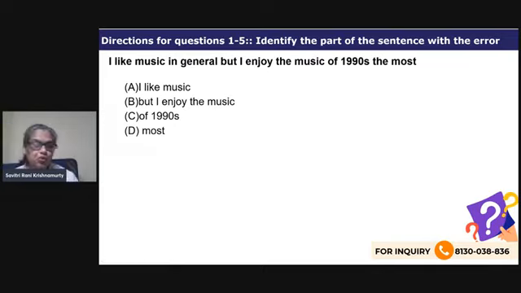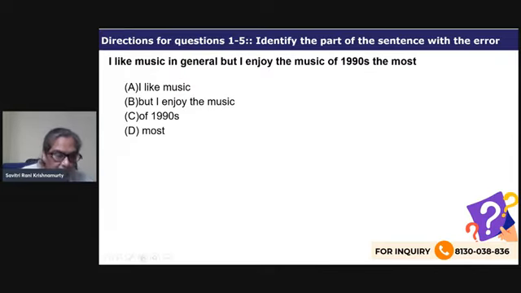I'm seeing 14 students. I want to see as many answers, and as many likes, if possible, if you like the session only. All right, which part of the sentence has the error? Quickly, A, B, C, or D? I like music, but I enjoy the music of 1990s most.